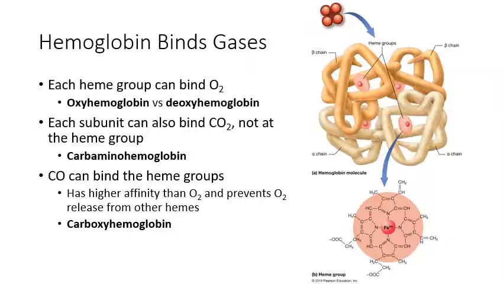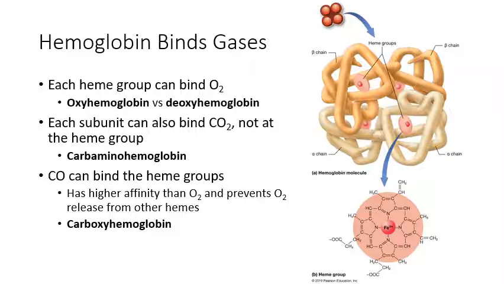You can also have carbon dioxide binding to hemoglobin, but carbon dioxide doesn't bind at the heme group. Actually, it binds at the actual protein parts of those subunits. And if you have carbon dioxide attached to the subunits, that's called carbaminohemoglobin. So just like you can have 4 oxygens on every hemoglobin, you can have 4 carbon dioxides, 1 per subunit, but it's just binding at a different part of that molecule.